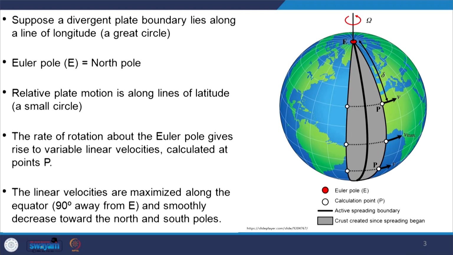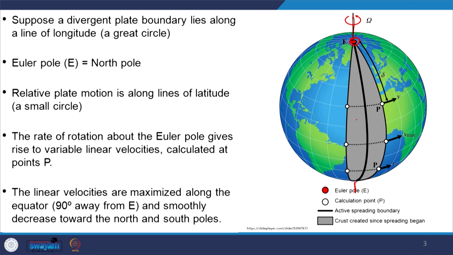Now, suppose the divergent plate margin is here and lies along a line of longitude, that is, a great circle. For example, suppose this is the Euler's pole, and this is another point through which the Euler's axis, the rotational axis, passes through the center of the earth and emerges here. This has nothing to do with the earth's rotational axis or magnetic axis. These are simply imaginary points.